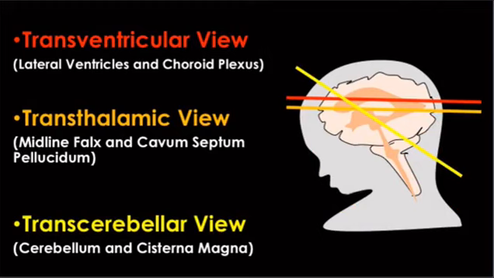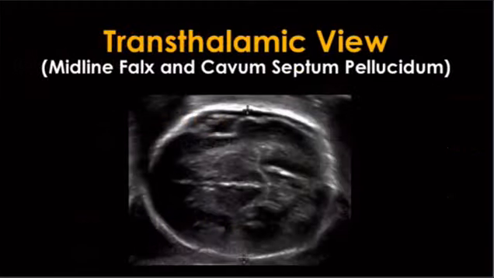All right, so next view. So that was the transventricular view. Now let's talk about the transthalamic view. That's the next cut down. Okay, so this is a cut that is through the thalamus, hence the name transthalamic. All right, so it's a midline. These are all sort of midline. Remember, we're not angling here, so it's an axial cut through the thalamus.